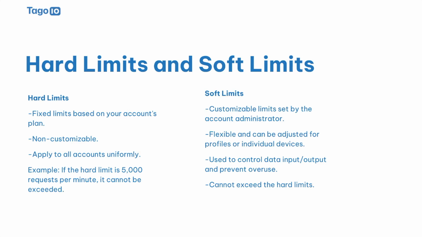And the soft limits are customizable limits set by the account administrator. They are flexible and can be adjusted for profiles or individual devices. Soft limits are used to control data input and output and prevent overuse, but they cannot exceed the hard limits. This feature is only available within the Control Tower add-on.